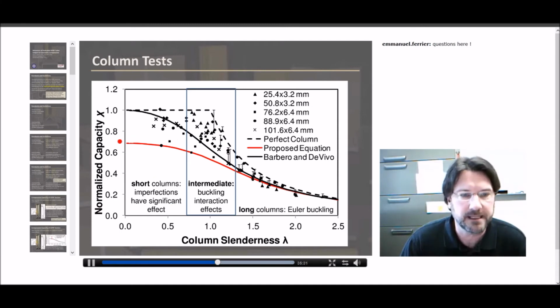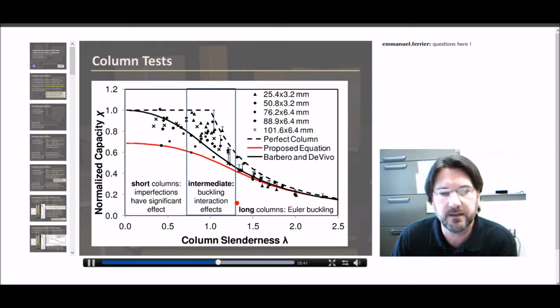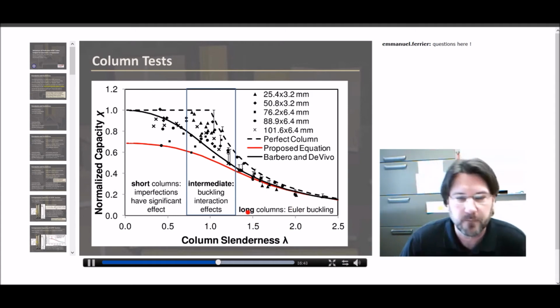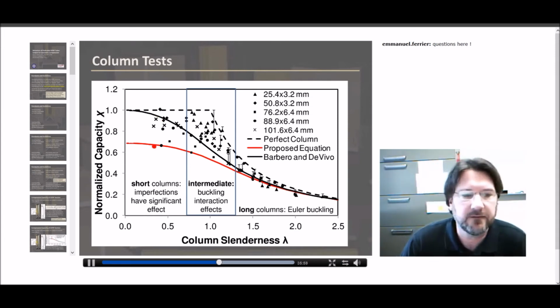Again, we can plot the same data based on its normalized capacity. And so, of course, we have the experimental data as the individual data points versus column slenderness, where we have the long columns, where essentially Euler buckling controls the behavior. In the short columns, we see a significant reduction from the perfect column down in here. And really for short columns, the imperfections have a very significant effect on the capacity.